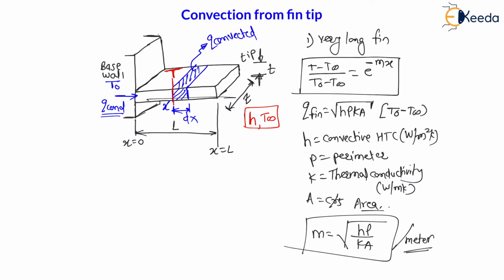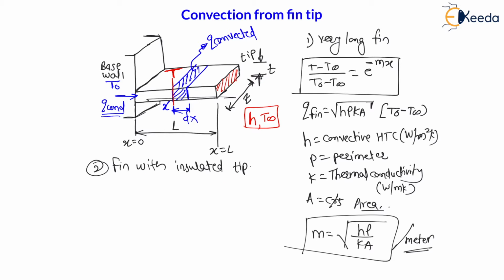The second calculation we have seen is for the fin with insulated tip. My dear students, for this calculation, this end is insulated. Therefore, here I will provide insulation. Let us say there will be an insulation, this red color is the insulation, meaning there is no heat transfer from the tip of the fin.